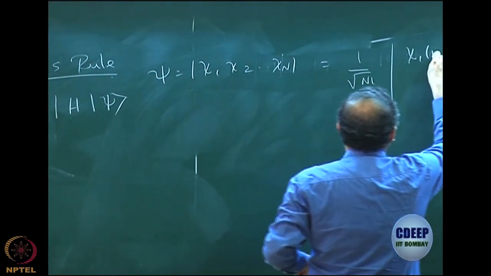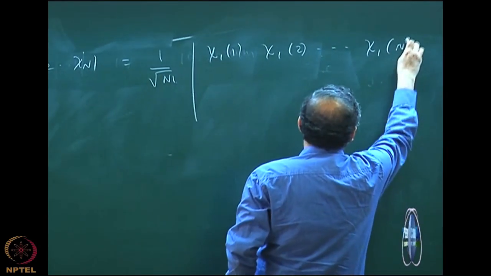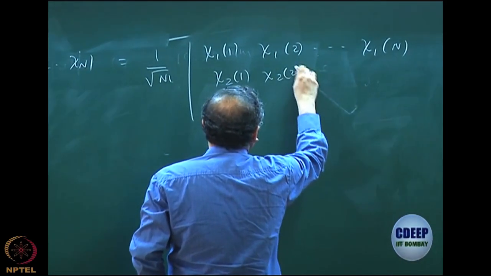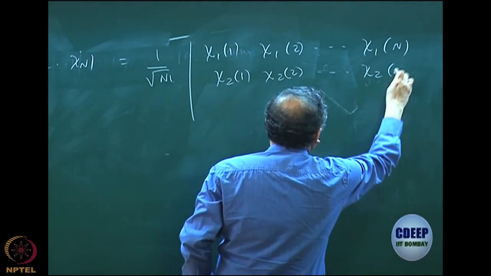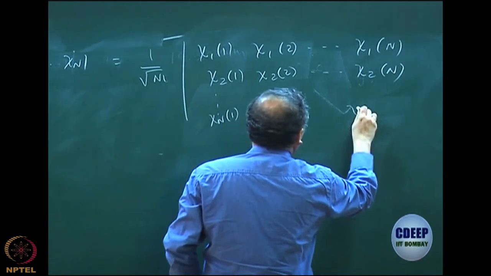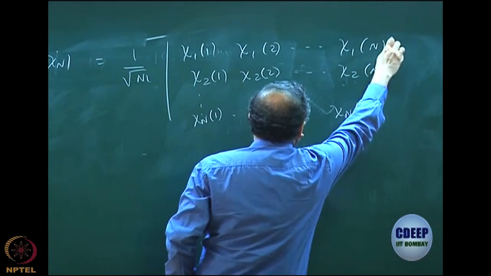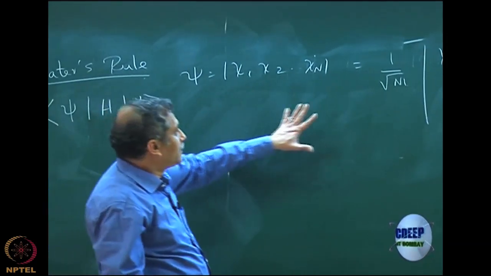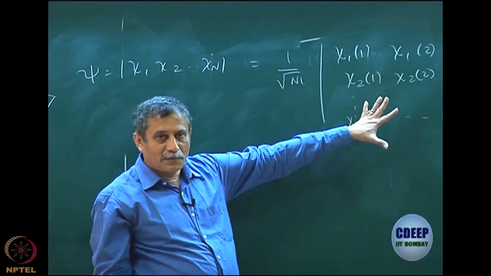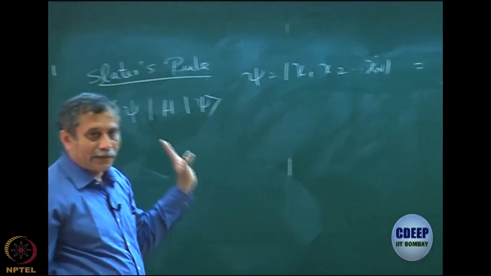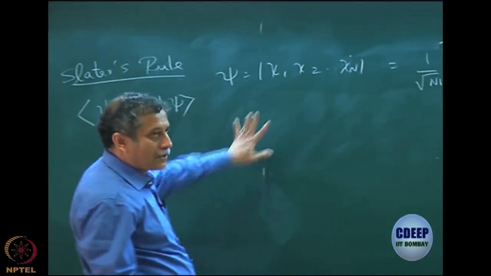And then a determinant which looks like this, chi 1 1, chi 1 2 to chi 1 n, chi 2 1, chi 2 2, chi 2 n and so on till chi n 1, chi n n. So, whenever I am writing this abridged form, this essentially maps into this. So, please remember this, including the 1 by square root n factor. So, this is basically a normalized wave function.